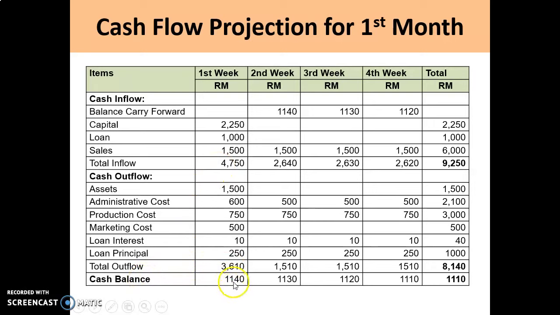This cash balance, every week you need to put it into the balance carry forward column for the second week and the following weeks. So you use the same formula to calculate the cash inflow, cash outflow and cash balance. So you will get, after the fourth week, about 1110, the cash balance in your bank account.